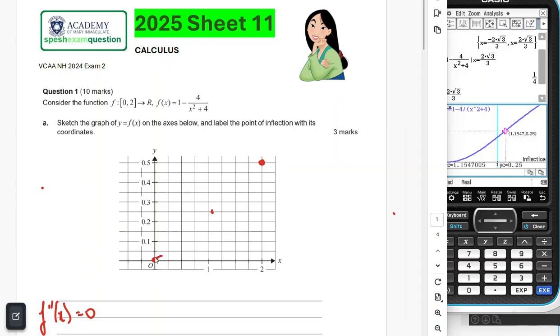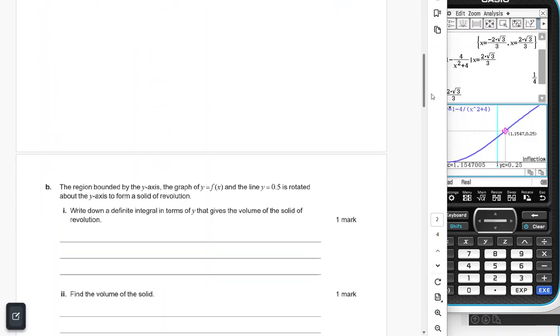So I need to come horizontal, make sure I come up. So 2.5, that's going to be 2 root 3 on 3, 1/4. That's going to be 0, 0. Okay, so there's my graph, badly drawn with the tablet.